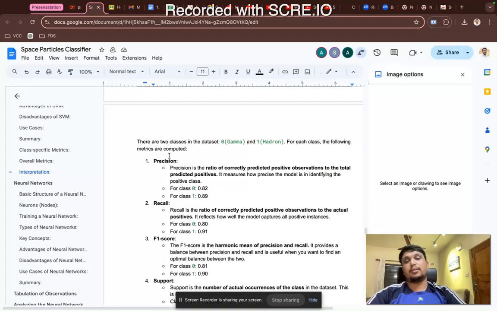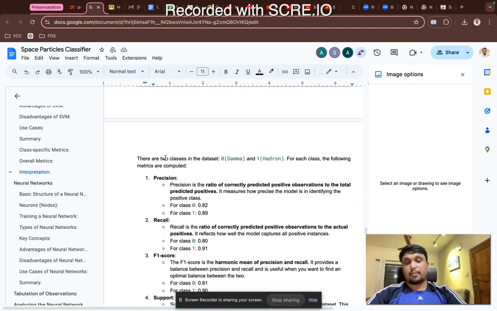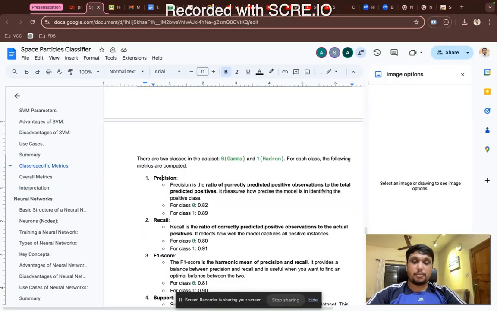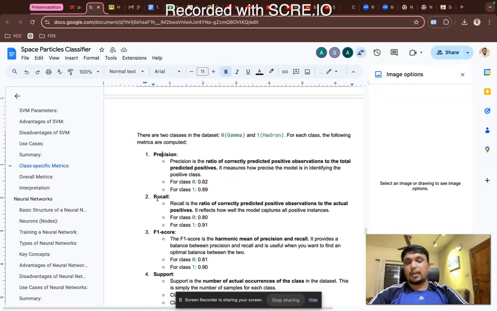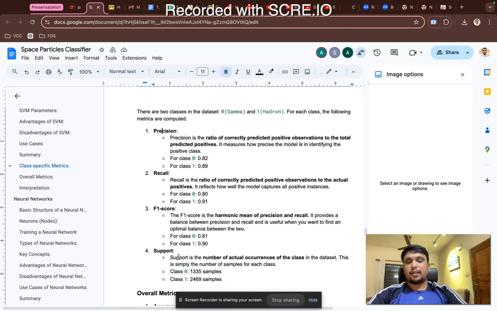Let's look at these three metrics. Precision is the ratio of correctly predicted positive observations to the total number of predicted positives. Recall is the ratio of correctly predicted positives to the actual positives. F1 score is the harmonic mean of precision and recall.